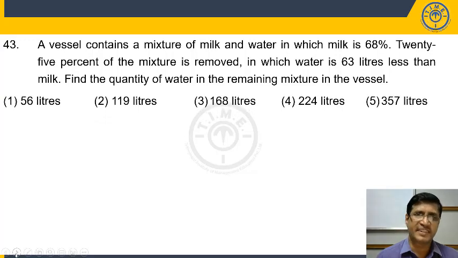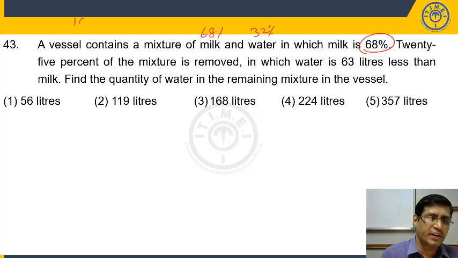Yes, my dear students, look at this example. A vessel contains milk and water. Now milk is 68%. 68% is the milk, so what about the water? The remaining 32% is the water.